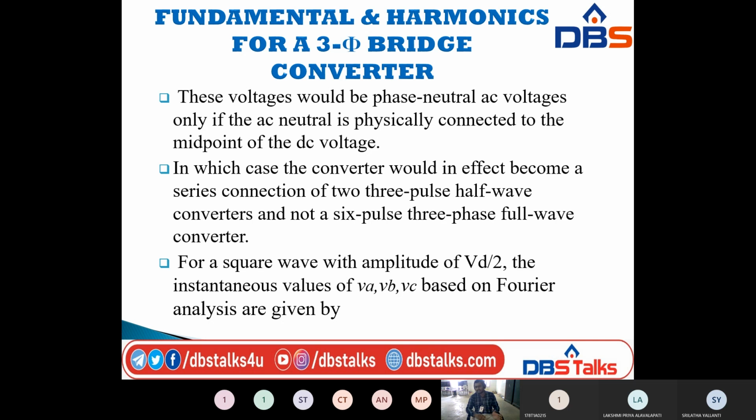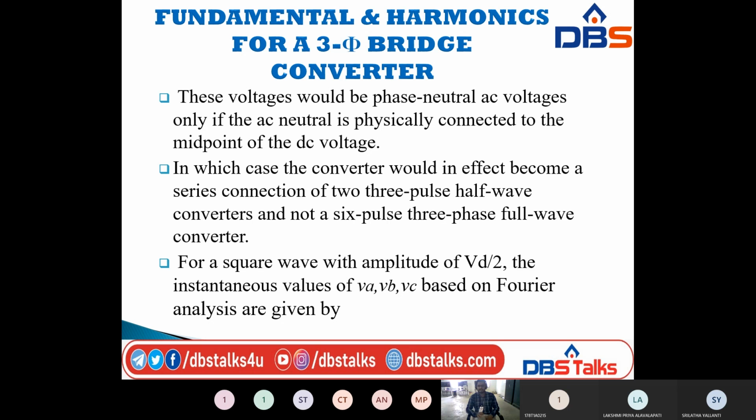So in the previous class I showed one circuit diagram for the three-phase full bridge converter. In that one we have the phase to neutral AC voltages connection. These voltages would be phase to neutral AC voltages only if the AC neutral is physically connected to the midpoint of the DC voltage. So in the diagram, the AC side point A or B is physically connected to the midpoint of the DC voltage. Whenever the neutral is physically connected to the midpoint of the DC voltage, these voltages would be phase to neutral AC voltages.